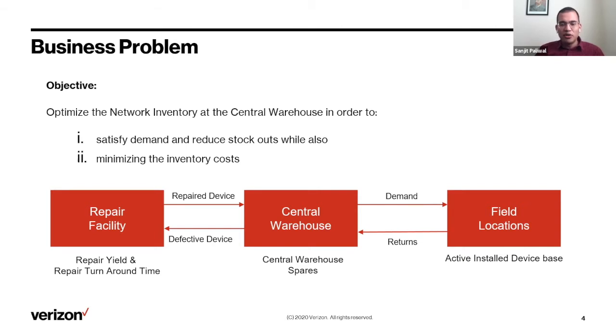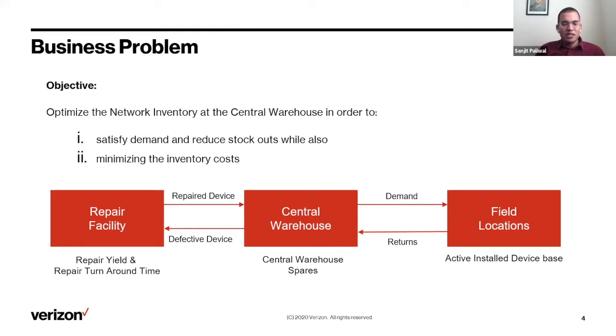We have in the center the central warehouse, where the various device units are located. And then we have the field locations. Field locations are where the devices are active and they are supporting our customers. So what happens is there is an outward flow called demand from the central warehouse to the field location. And then there is an inflow of the returns into the central warehouse from the field locations. And I'll go over the details about demand and returns in the next slide.